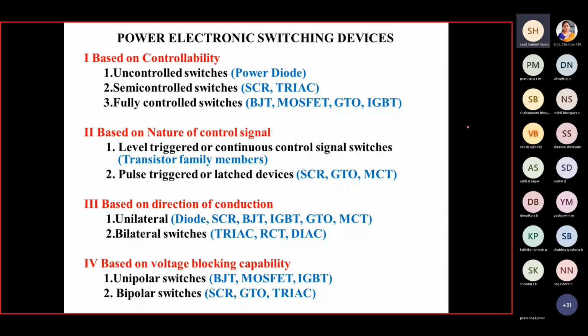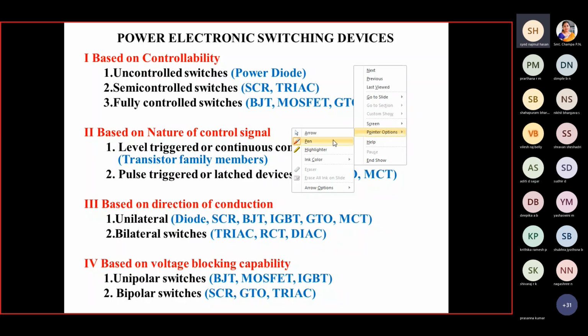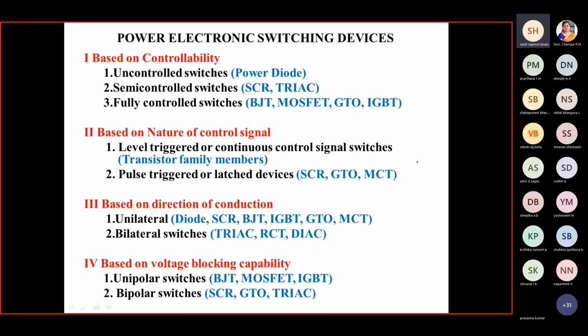First one is based on controllability. Controllability means it can be controlled, semi-controlled, or uncontrolled. Basically, a diode is an uncontrolled switch. It doesn't have any gate terminal or a base terminal. When you take a diode, it will just turn on. That's all in one direction.